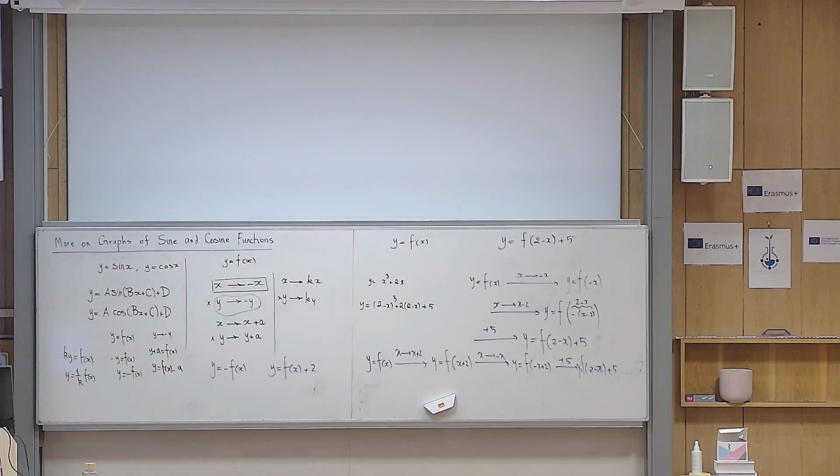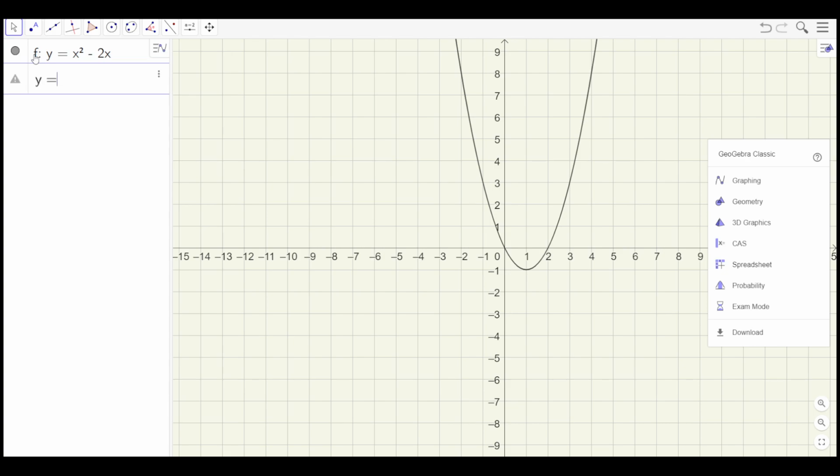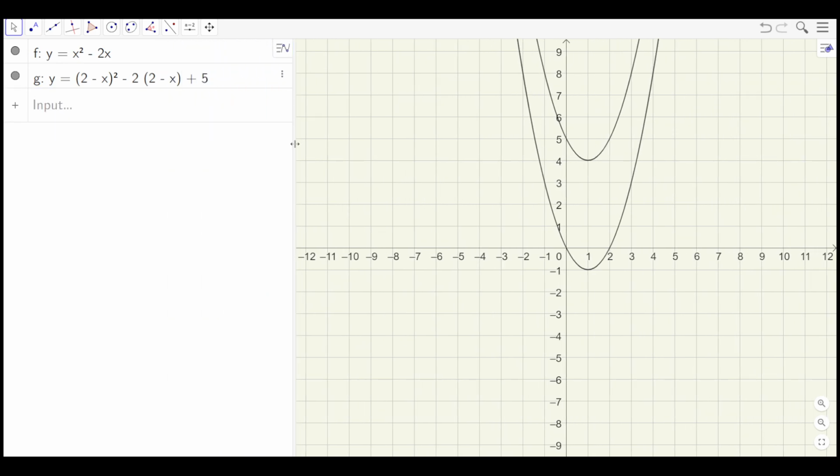So I would type it again in GeoGebra. y is equal to, instead of every x, I put 2 minus x, and then I raise it to the power of 2, and then minus 2 minus x, and then I will have plus 5. Okay, so was it right? Yep, that was correct. So let us see what happens. I cannot see it to be honest. Can you? Is it the same effect we did? Yep, it is. There is a flipping around the y-axis.